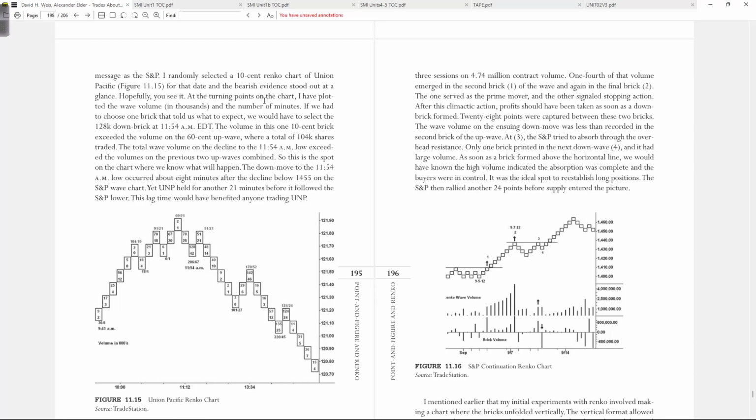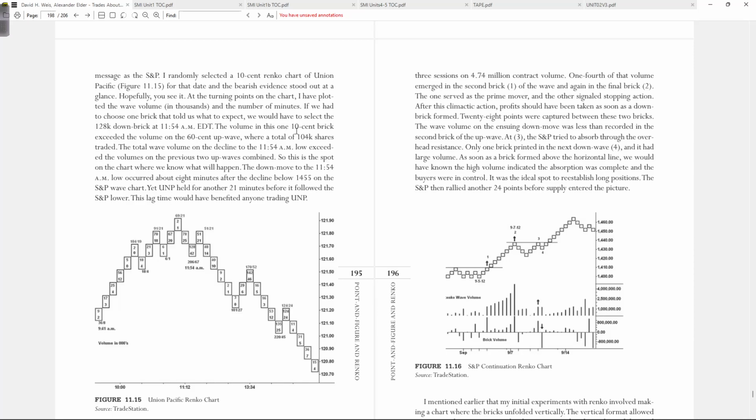At the turning points on the chart, I have plotted the wave volume in thousands and the number of minutes. If we had to choose one break that told us what to expect, we would have to select the 128K down break at 11:54.